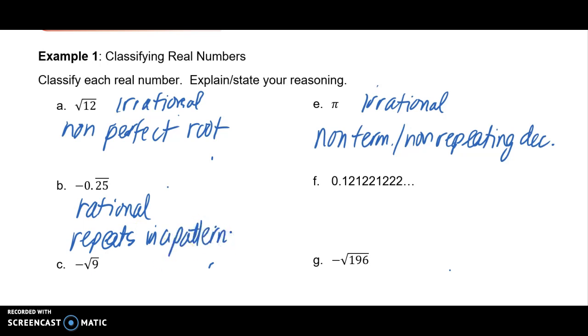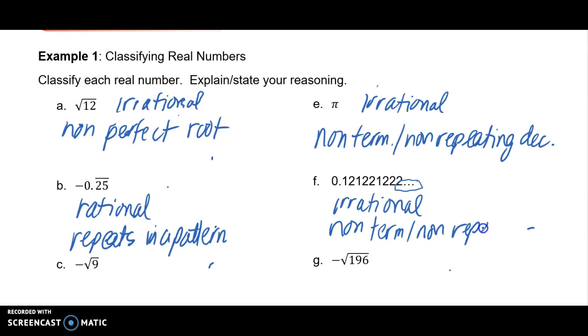Okay, letter F. Look at that decimal. That big, long decimal just keeps going on and on and on, and it doesn't seem to really have a pattern, even though it contains ones and twos. It doesn't repeat in any kind of pattern. And I know that because those three little dots there just tell me that it goes on and on and on. So therefore, this is an irrational number. Okay, and it's a non-terminating, non-repeating decimal.